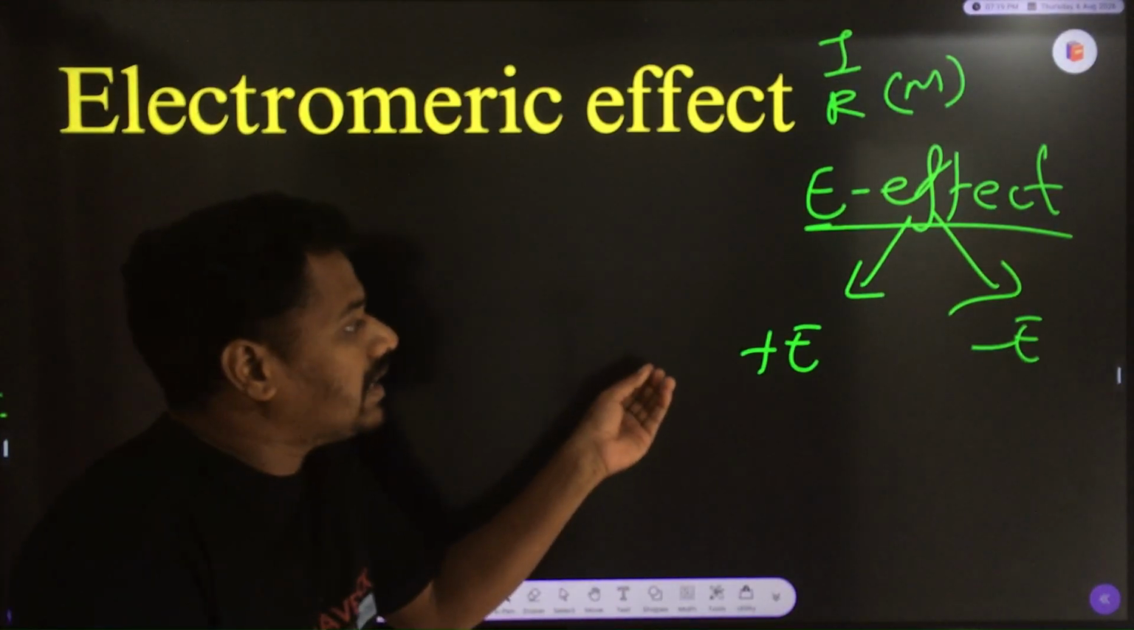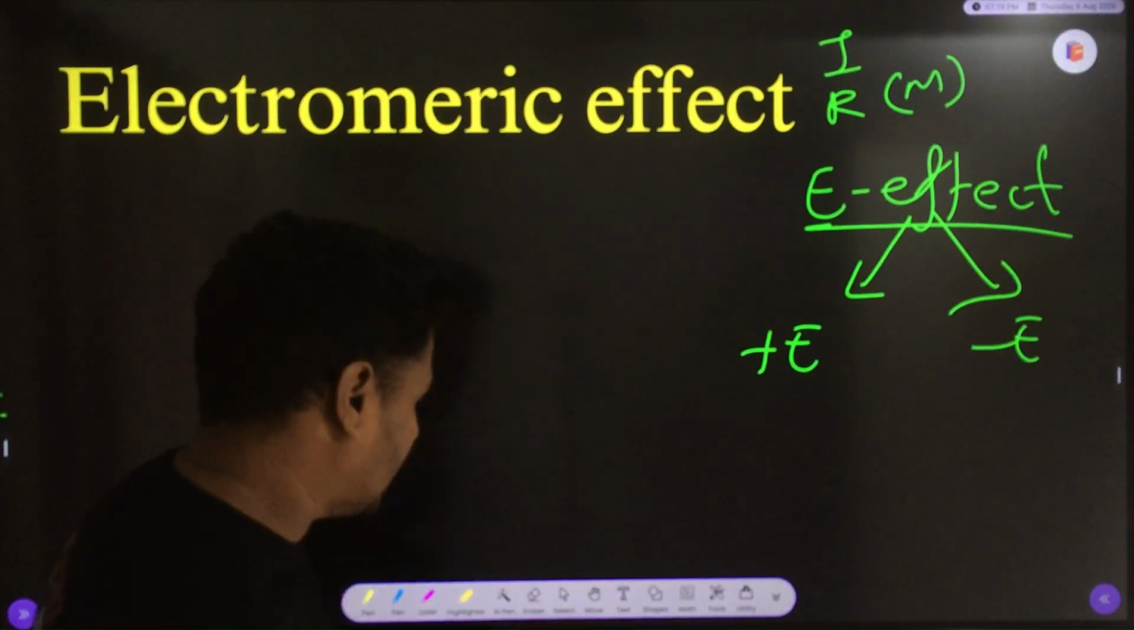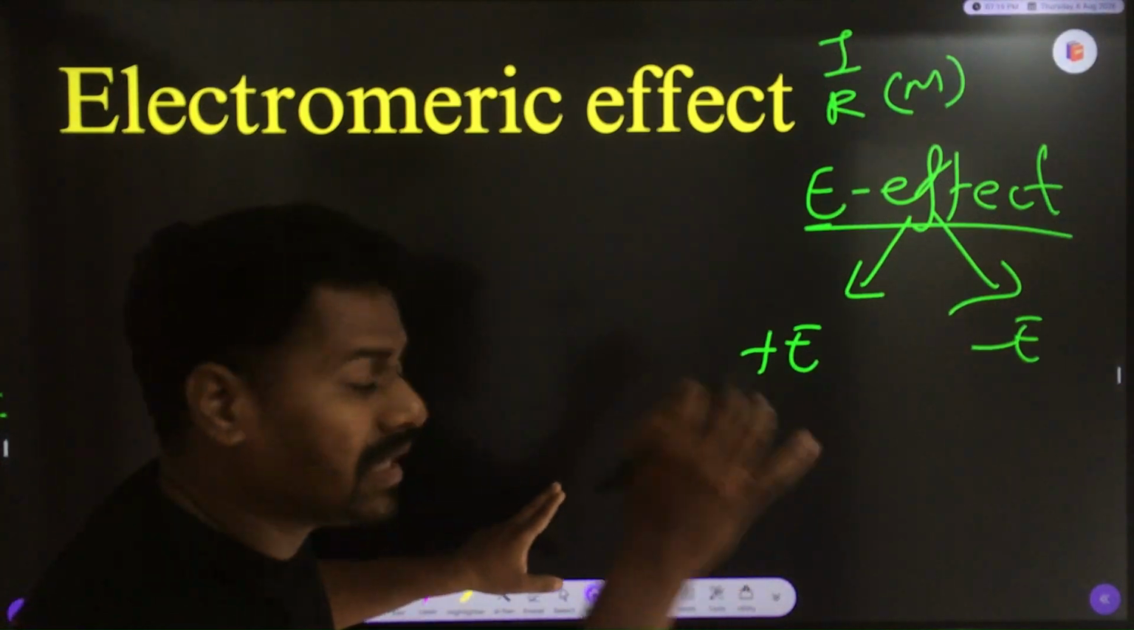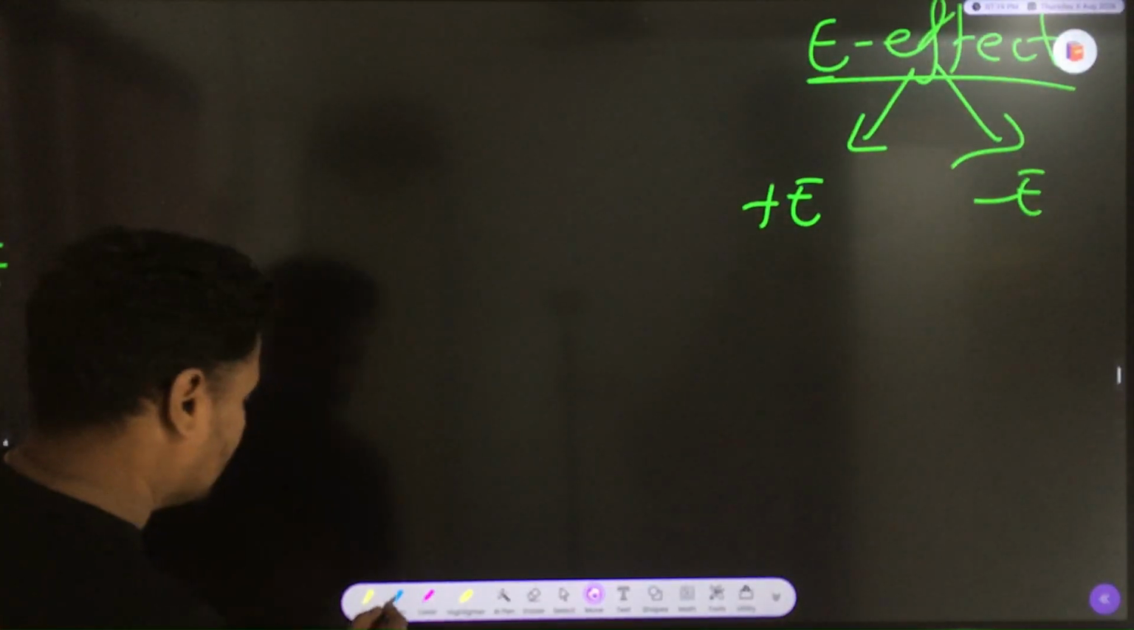For each effect I'm going to give you one example. That's it. How the electron moves during the reaction, that is the point.